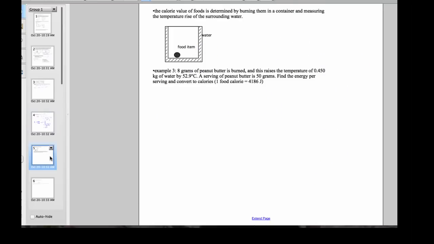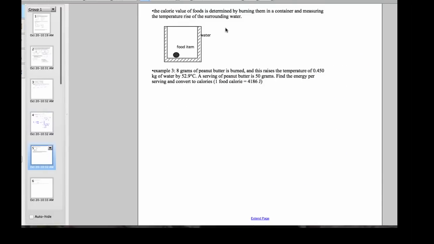Here's another interesting calculation. The way that we determine the caloric value of foods, or one way that we can, is actually by burning them. And when we burn it, that thermal energy gets released, and we can capture that in a water blanket, in what's called a calorimeter. The amount of temperature change in the water tells us the amount of food energy that was released. So here's a typical example. We burn some peanut butter, and it raises the temperature of the water blanket by 52.9 degrees. So this is the relationship we're going to use.